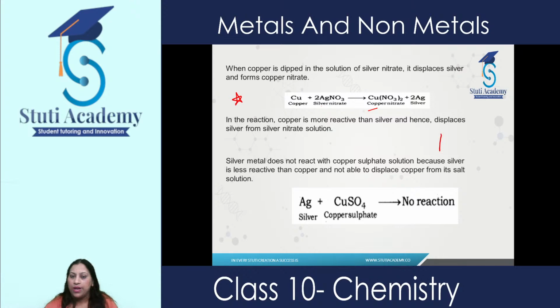There is an activity. You can take 2 test tubes. In this test tube, you can take silver nitrate plus copper. And in this test tube, you'll take copper sulfate plus silver.